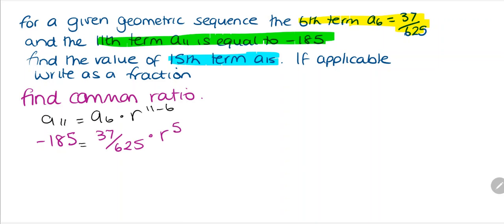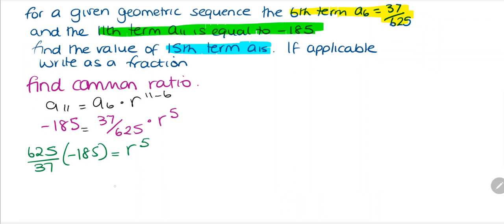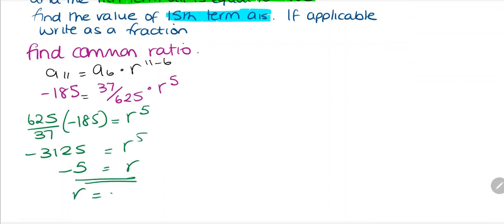So if we divide both sides by 37 over 625, we will have 625 divided by 37 multiplied by 185 is equal to r to the power 5. And this will be r to the 5 equals minus 3125. If we take the fifth root, we'll have r is equal to minus 5. So now we can use what we have.